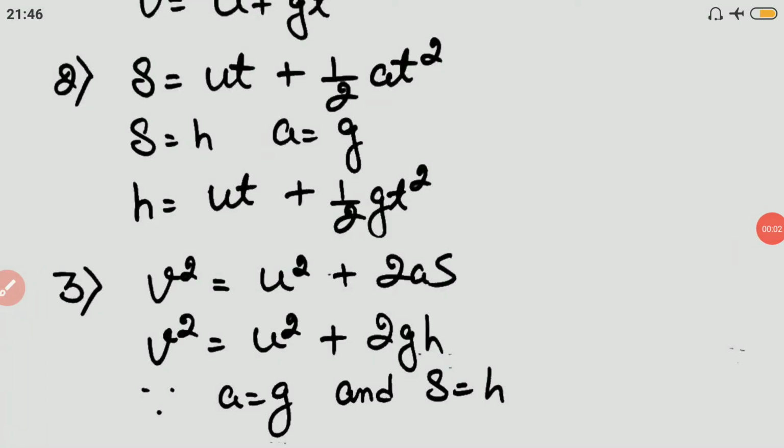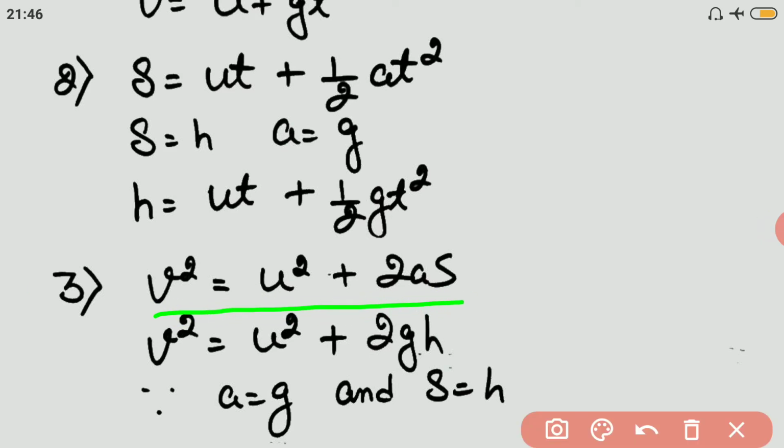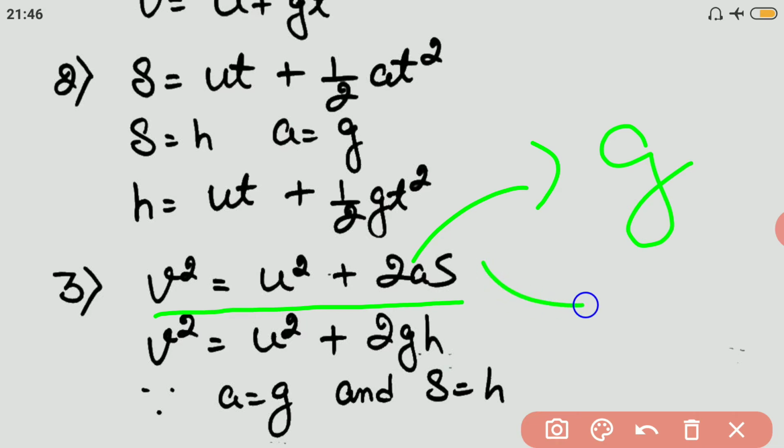Let us see the third equation of motion, which is v square equals u square plus 2as. Here in this case, as you know, a becomes g, whereas s becomes h. So replacing the values of a and s, we shall get v square equals u square plus 2gh. So I hope you understood the second scenario also.